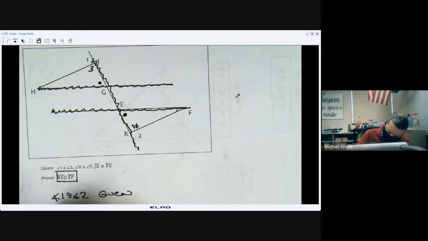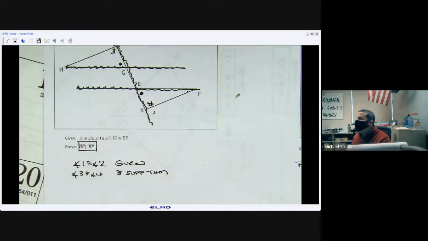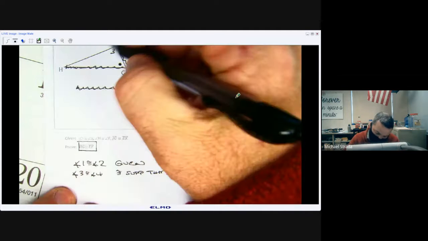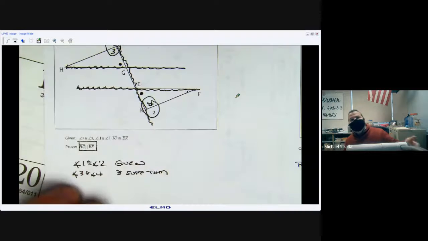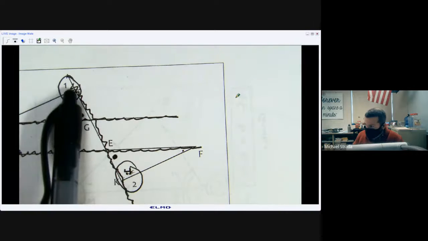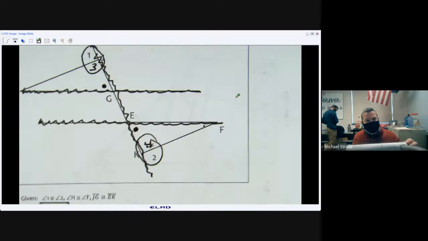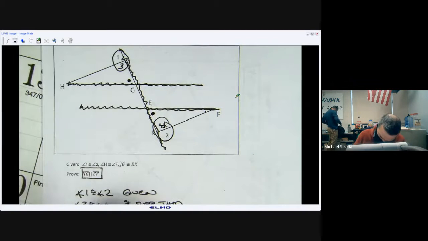So we're going to say angle 3 congruent to angle 4, congruent supplement theorem. All good? They themselves don't form a linear pair, but they form a linear pair with congruent angles. Make sense? So 4 forms a linear pair with 2, 3 forms a linear pair with 1. So by the congruent supplement theorem, they're going to be congruent. I think that's good. So the next piece of information is that angle H is congruent to angle F, also given.